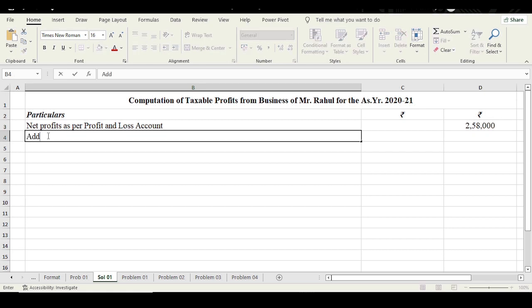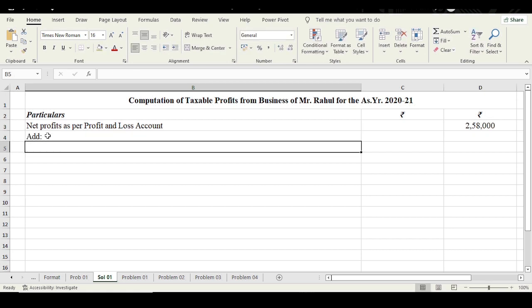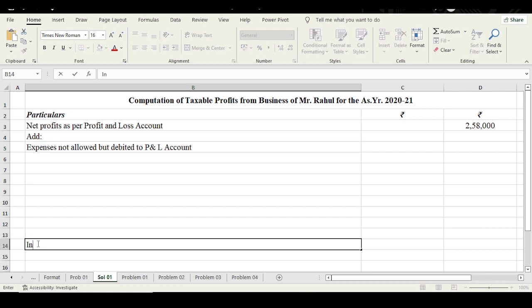Then what do we do? We add. What are the things that we add? One is expenses not allowed but already debited to P&L account. Then the other thing is incomes allowed but not credited to P&L account. These are the items that we are going to add.